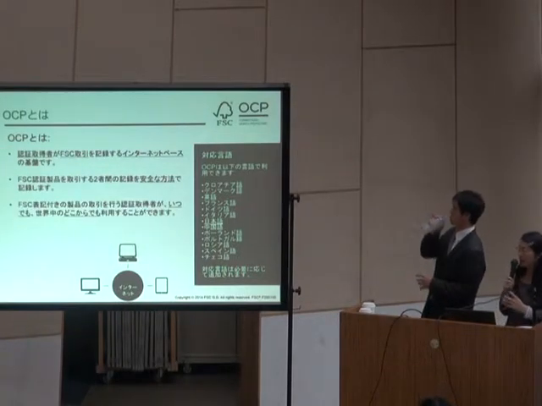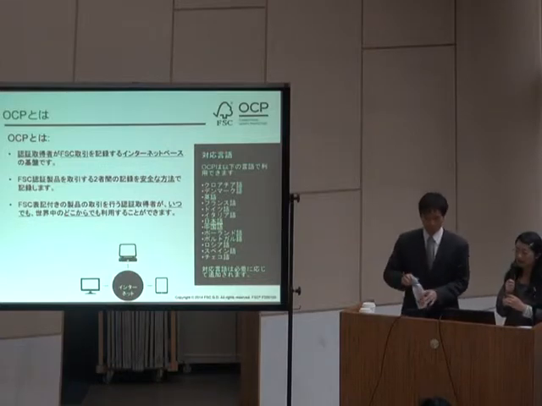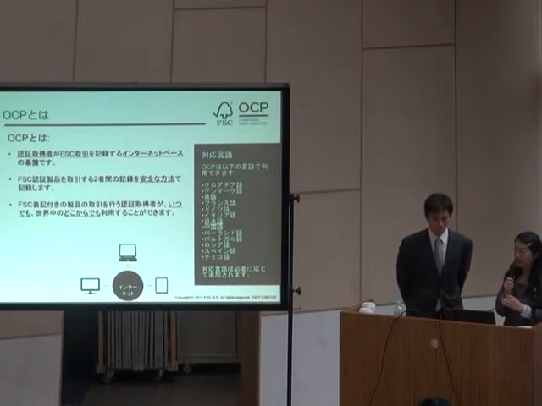OCP stands for Online Claim Platform, and it's an internet-based platform for all certificate holders to record your FSC purchase and sales records.